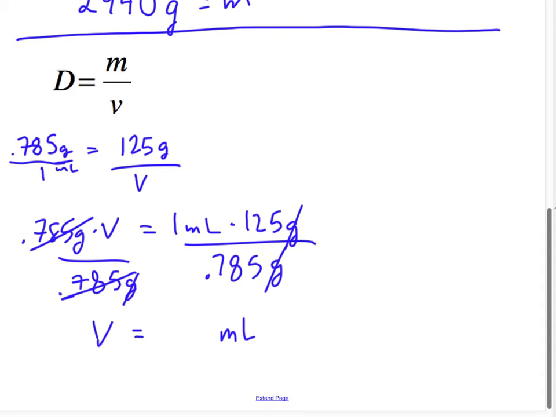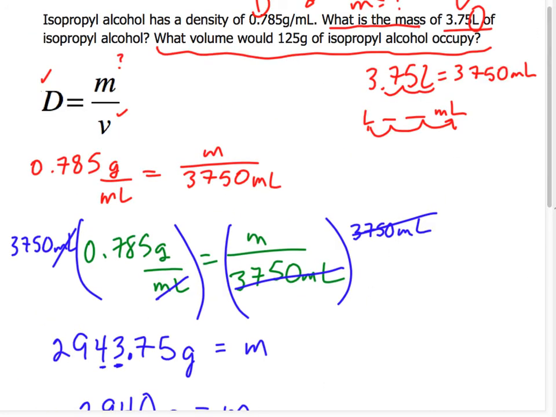Okay, so now on my calculator, I'll go 125 divided by 0.785 equals 159.235, etc. Sig figs, 3, 3. I need 3 sig figs, 159 milliliters. Okay, hopefully that helps you with that density question.